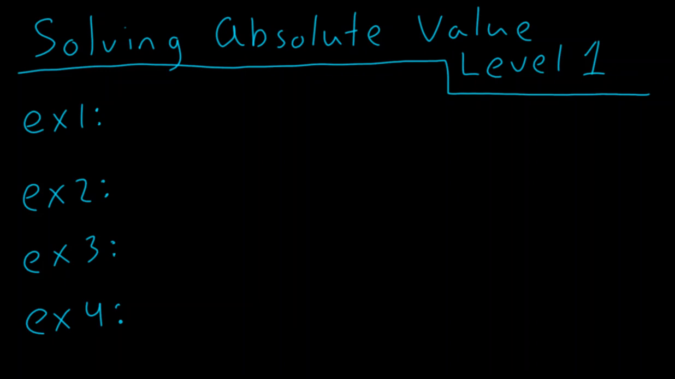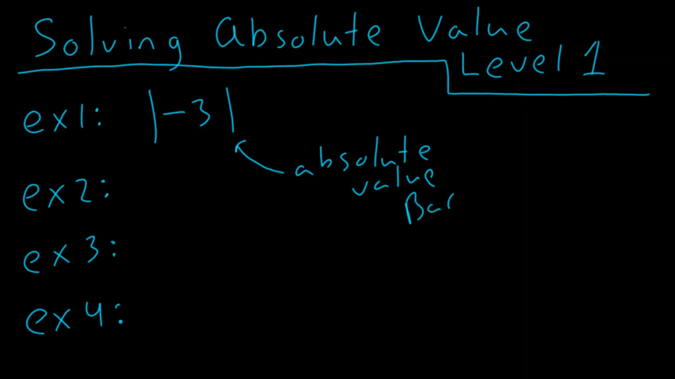What are we going to do for our first example? Let's say I took a number like -3, and then I put these two vertical lines around -3. What are those two vertical lines? Well, these two vertical lines are what we call absolute value bars. And what they do is they make everything positive. That's it. So the absolute value of -3 is +3.